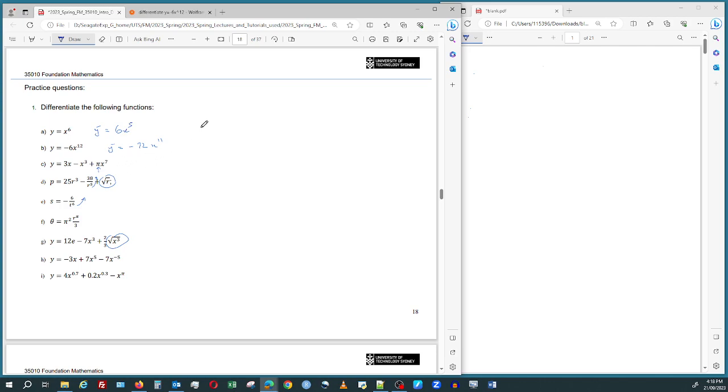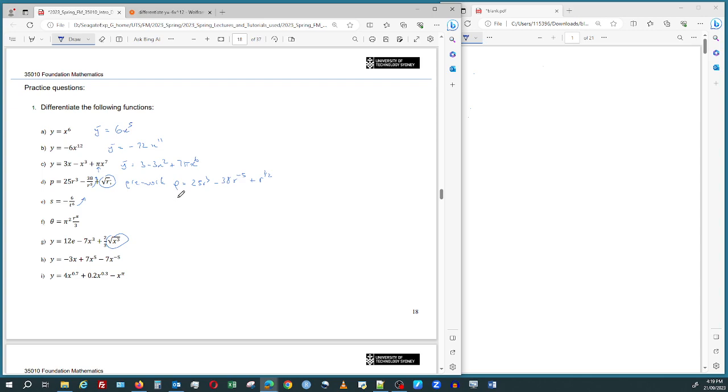Okay, so let's do C. Y dash would be equal to 3 minus 3x squared plus 7 pi x to the 6. This is going to have some pre-work done to it. So pre-work will be P as a function of R, 25R cubed minus 38R to the minus 5, bring that up, plus R to the power of half.